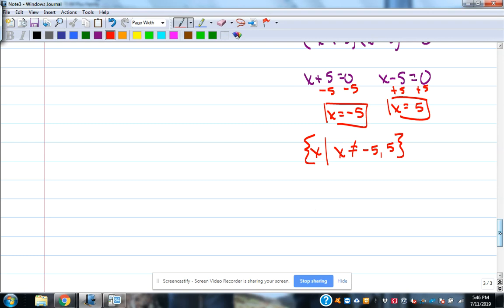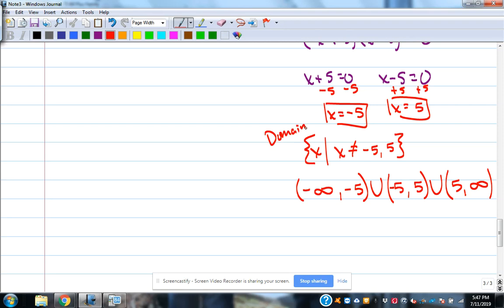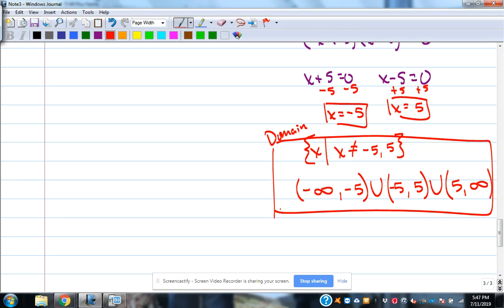And then the interval notation's a lot longer to write, but it's got more information in it. So start with the one that's negative, or the lowest one, negative infinity up to that number, parenthesis, union, parenthesis, negative 5, up to the next number, 5, parenthesis, 5 to infinity. So there's our domain, in set notation and interval notation.